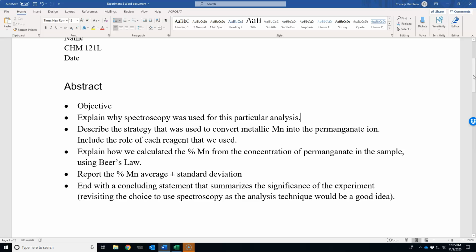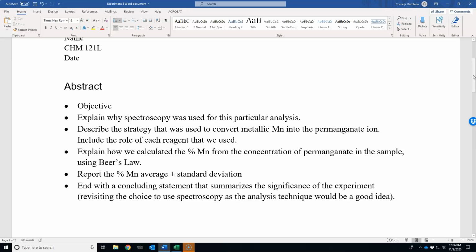So the next thing that you should do is explain how you go from the concentration of permanganate in your precisely diluted sample to the percentage of manganese in the steel wool. Of course we used Beer's law for that first step. So you should describe the strategy of how you did these calculations. But you shouldn't report any values until the end. The only results that you should report are the percent manganese and the plus or minus the standard deviation. That's all the results you need to report.